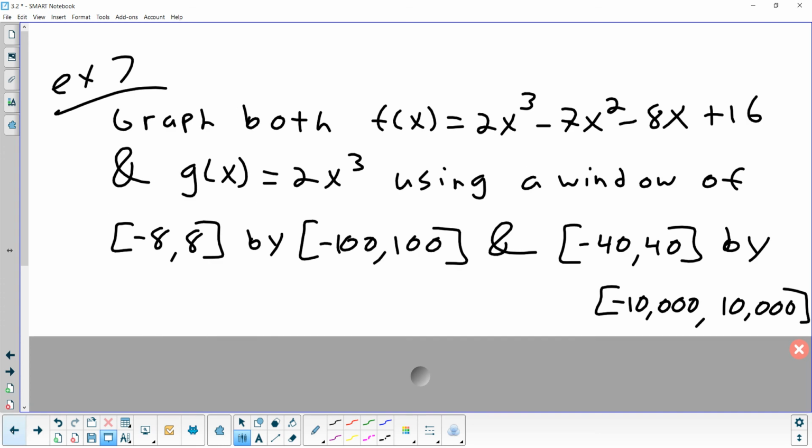All right, so what they want us to do here is graph f of x and g of x using different windows. One window is going to show us all the little details about the graph. The other window is zoomed way out. In fact, it's zoomed so far out that the EBM is basically going to look exactly the same as the original function. Even though the original function has all this other stuff in it, it's not going to matter when you zoom far enough out.